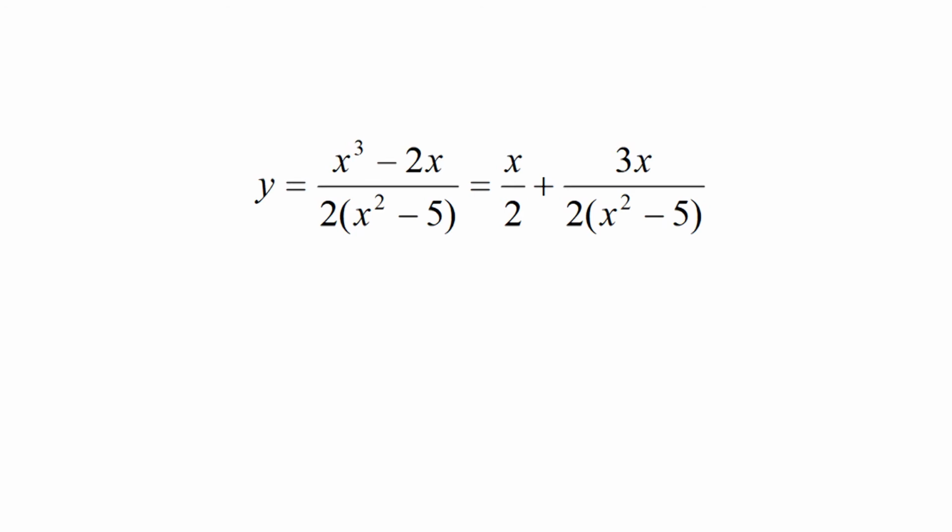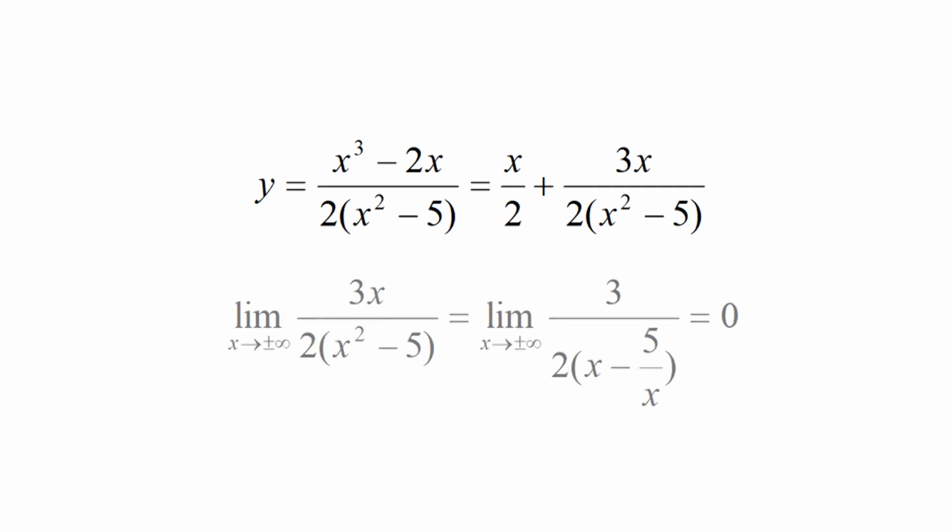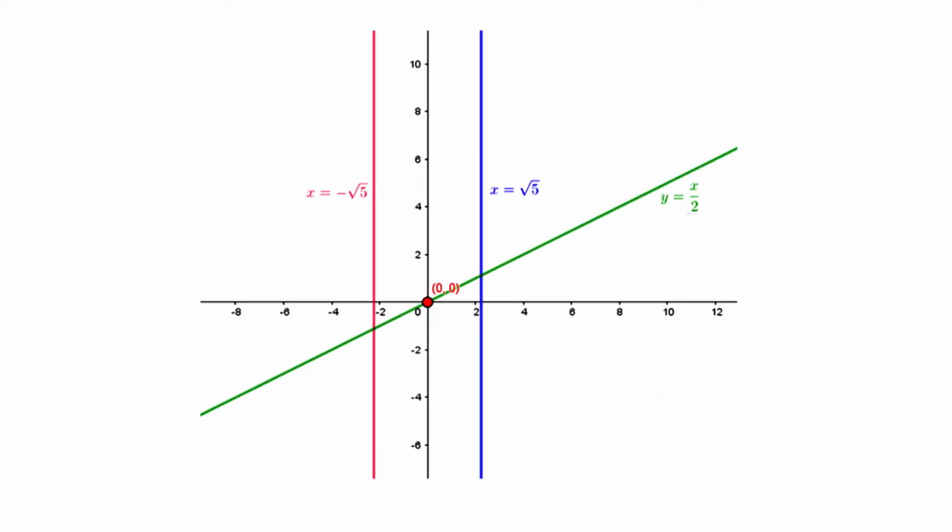Further, actual division by 2 times x square minus 5 gives y equal to x cube minus 2x by 2 times x square minus 5 is equal to x by 2 plus 3x whole divided by 2 times x square minus 5. Now, limit x going to plus or minus infinity, 3x by 2 times x square minus 5 is equal to limit x going to plus or minus infinity 3 by 2 times x minus 5 by x, which is equal to 0. So, that y is equal to x by 2 is an asymptote.